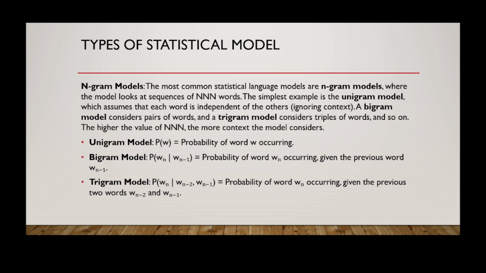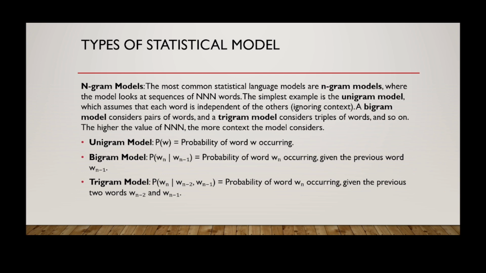In types of statistical language model, the first is the n-gram model, the most common statistical model. An n-gram model is a type of statistical model that looks at the sequence of words in a sentence. The n in n-gram refers to the number of words the model looks at to predict the next word.